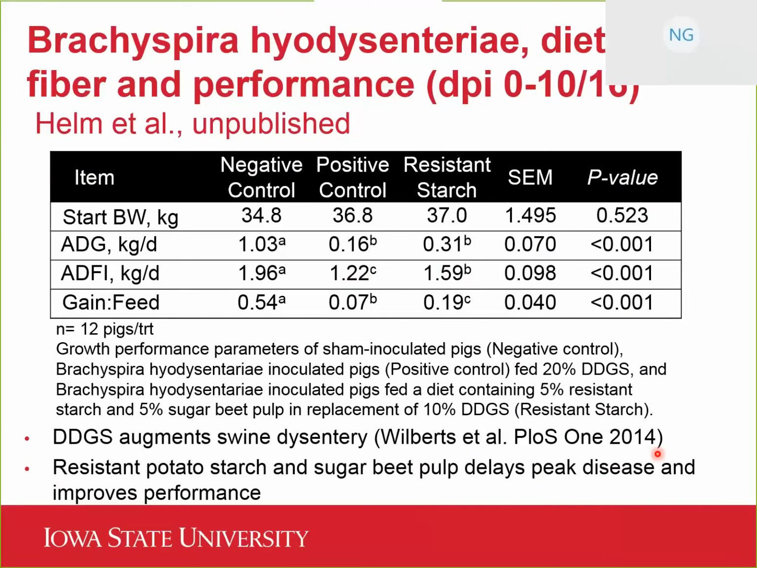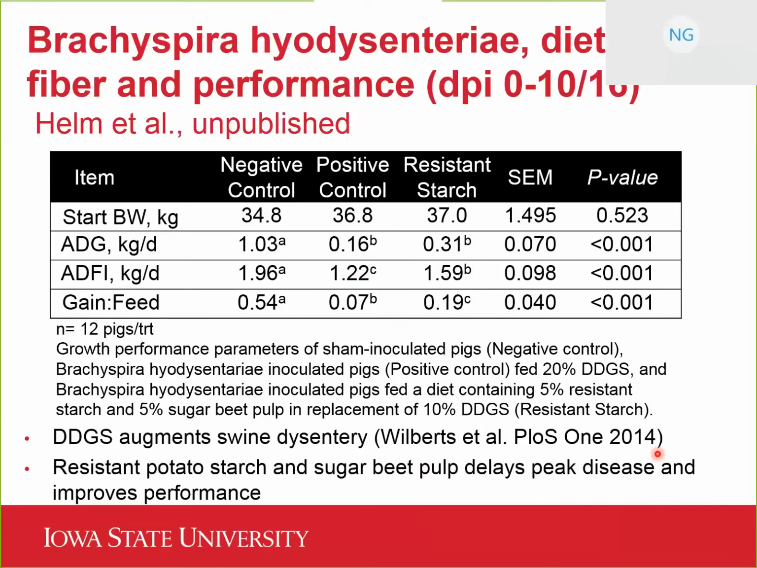In other words, if we gave these pigs another week, especially the resistant starch pigs, would they actually become worse, or were they actually at the point of resolution when we euthanized them for tissue collection? And so that's a follow-up study that we need to do. Is changing the fiber source just delaying the onset of disease, or is it actually decreasing the severity of disease?